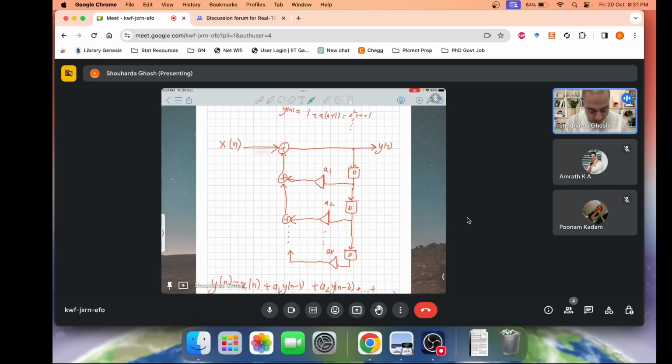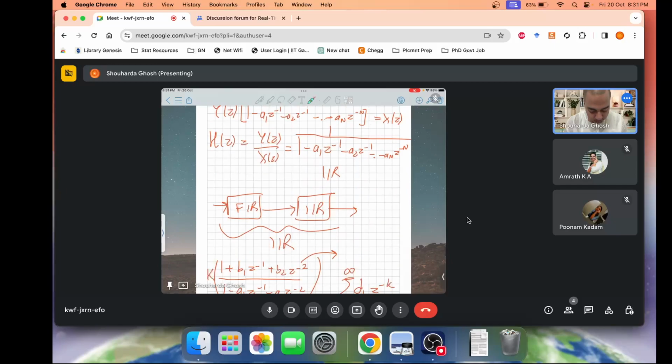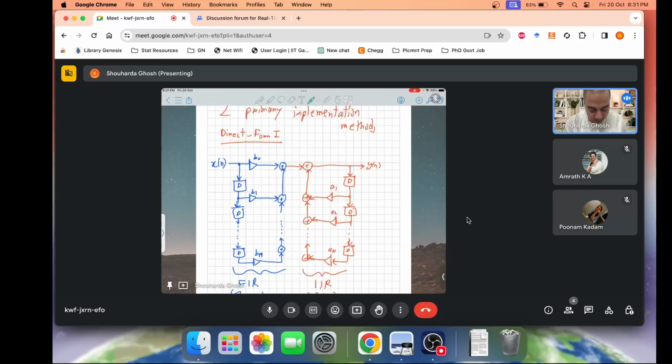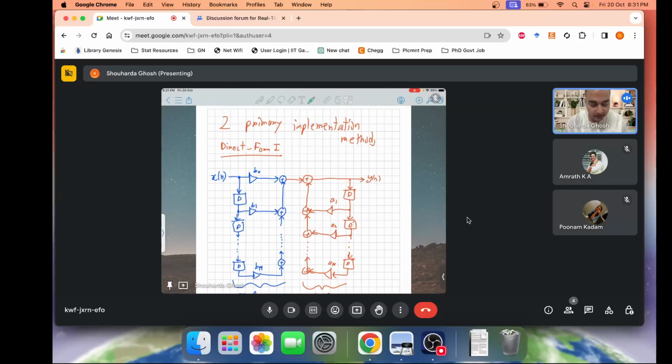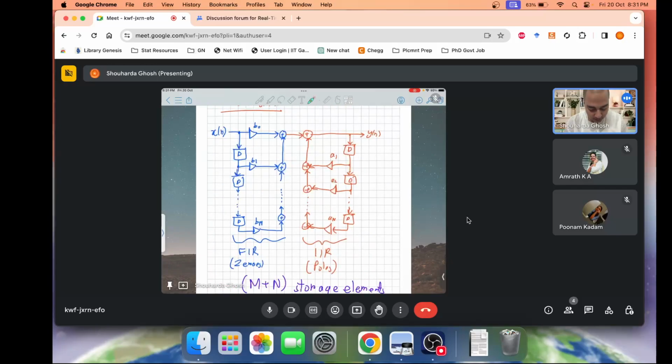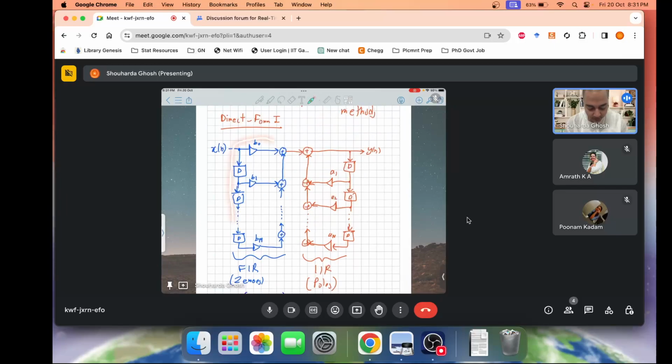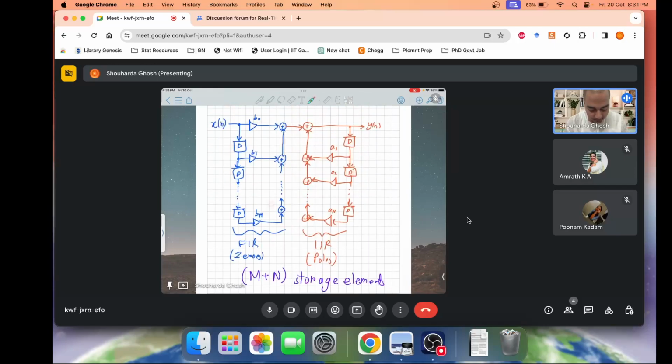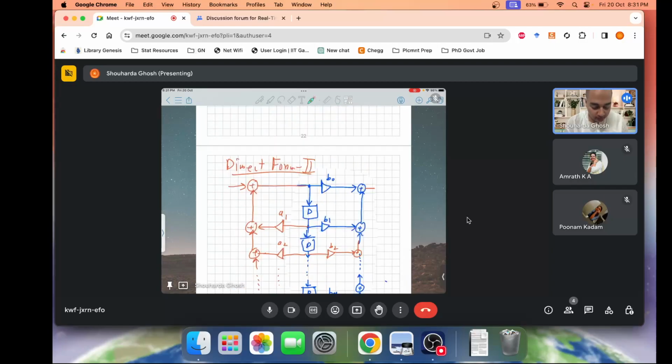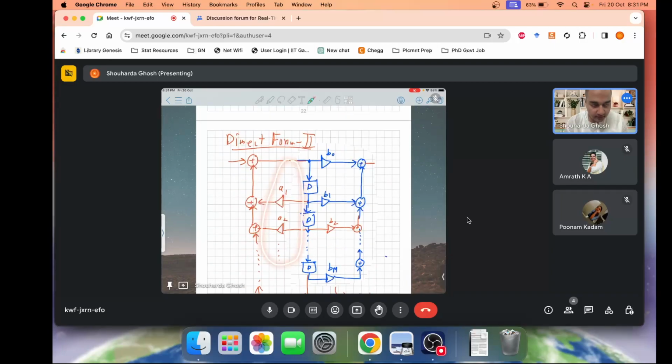This is the basic structure of an IIR filter, where you have these delay loops, the feedback loops over here. I told you about two primary implementations for an IIR filter. The direct form 1, where you have the FIR portion followed by the IIR portion. We implement the zeros first and then the poles, and the number of delay registers is m plus n. Then you have the direct form 2, where we implement the poles first, the feedback loops first, and then the zeros.